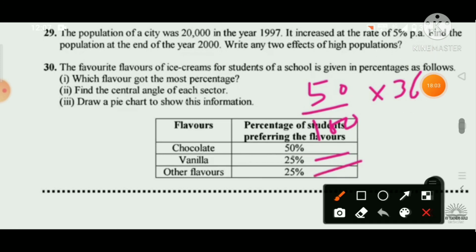The next question is draw a pie chart showing the information. While doing this formula you will get the percentage numbers in degrees. So like that you can construct a pie chart by drawing a circle with protractor.